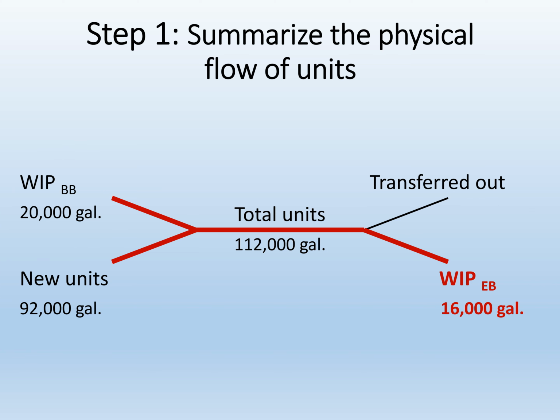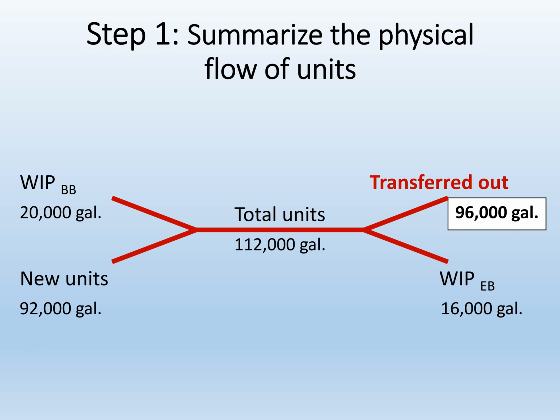We were told that at the end of September, the department had 16,000 gallons still in its work in process. That means that the firm must have transferred out 96,000 gallons that got finished during the month, because we need to explain where all 112,000 gallons went. So we can take the total number of units that the department worked on, subtract the work in process ending balance, and that will tell us how many gallons got done and were transferred out.